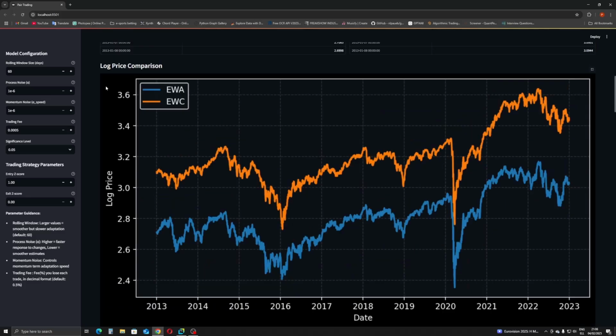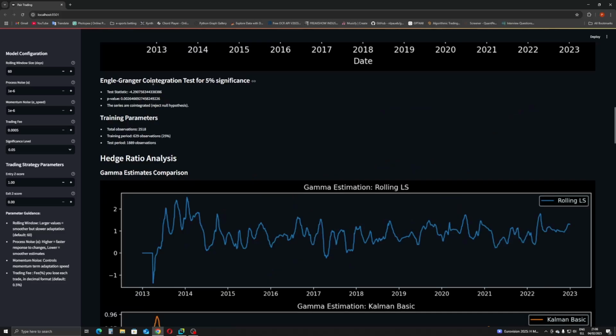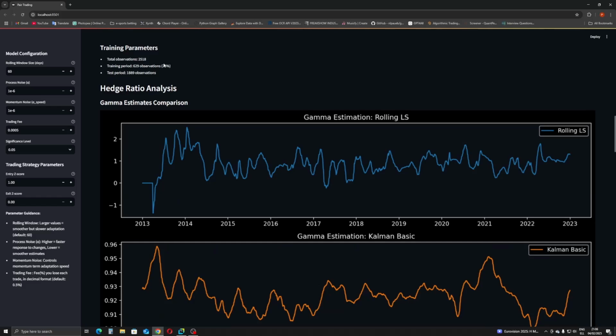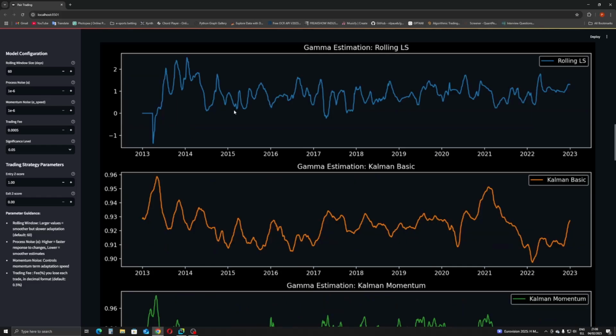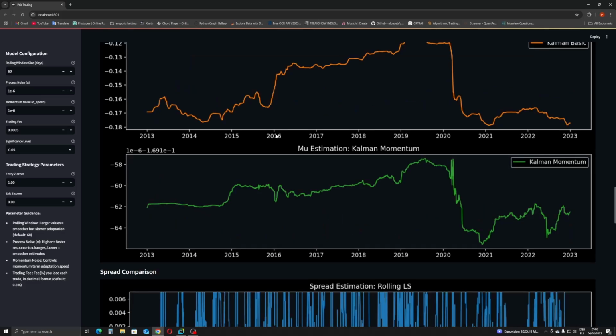We can see our log price comparison. We have a configuration test. We have our training parameters. We have our gamma estimation. Gamma is basically beta in linear regression, and mu is alpha. We have our spreads for the models that we use.